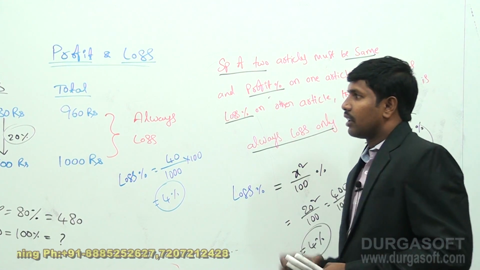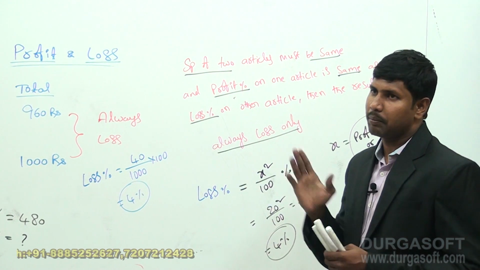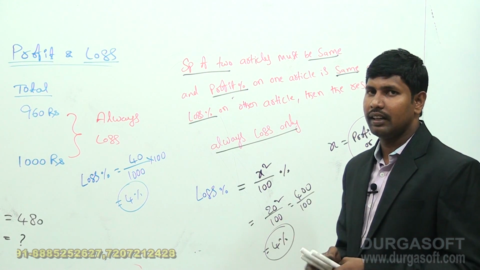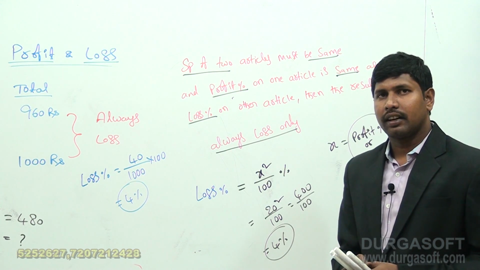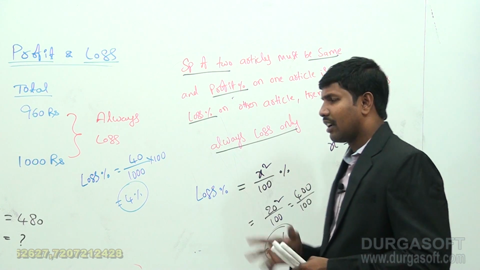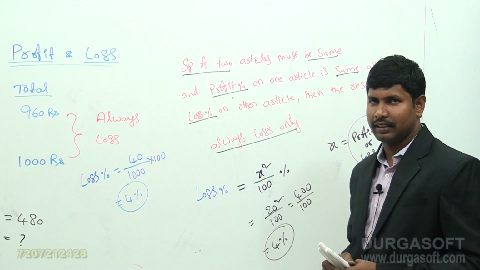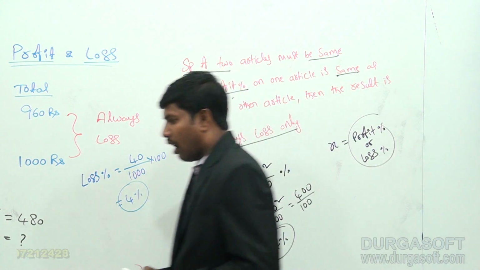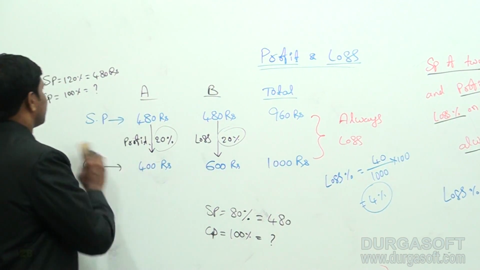So wherever we have the same selling prices and the profit percentage on one article is the same as the loss percentage on the other article, then the result is always loss only, and we can conclude the loss percentage as x square by 100%. For example, let me explain how they can ask a question based on this point.